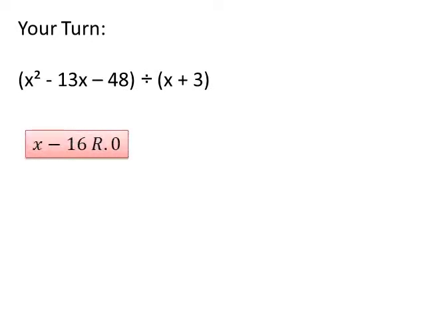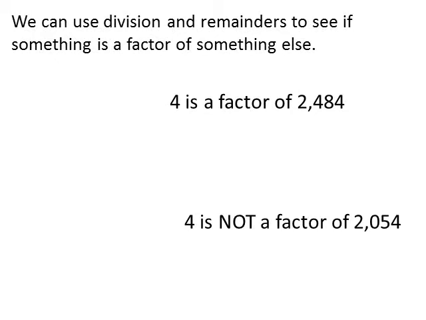Okay, you should have gotten that the answer is x minus 16 with a remainder of 0. Now we can use division and remainders to see if something is a factor of something else. So for instance, if I take 2,484 and I divide by 4, I get 621 with no remainder. That means that 4 is a factor of 2,484.